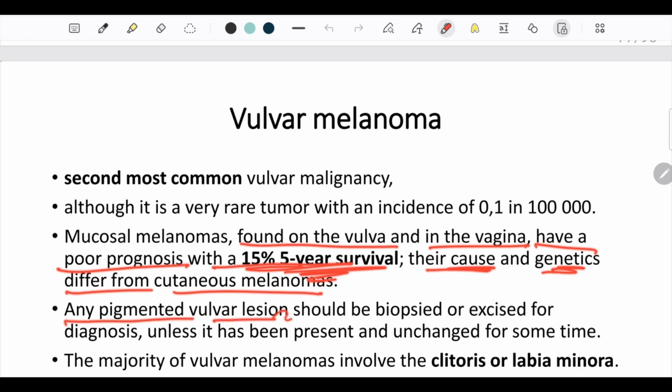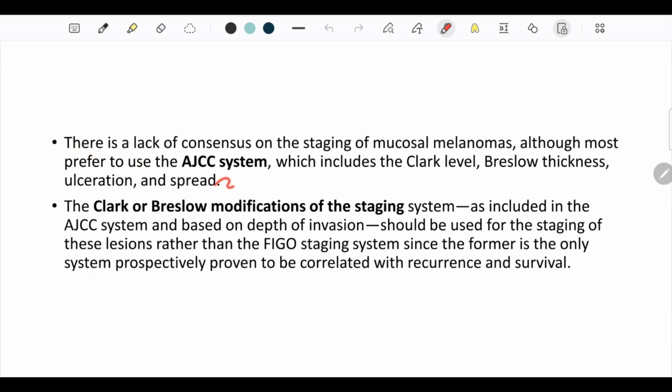Any pigmented vulvar lesion should be biopsied or excised for diagnosis unless it has been present and unchanged for some time. The majority of vulvar melanomas involve the clitoris and labia minora. It does not follow the FIGO staging. So the AJCC system with the Clark or Breslow modification of the staging system is used in vulvar melanoma.